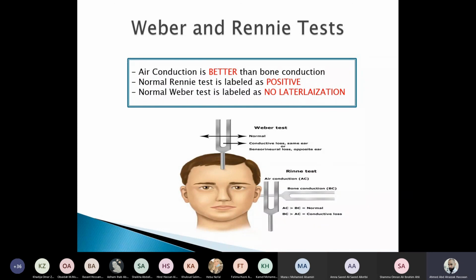So any idea, guys, how do we perform it? The Weber is easy. We tap it, and we put it on the midline structure. How about the Rennie test? How can we do it? This is the Rennie test here on the side.